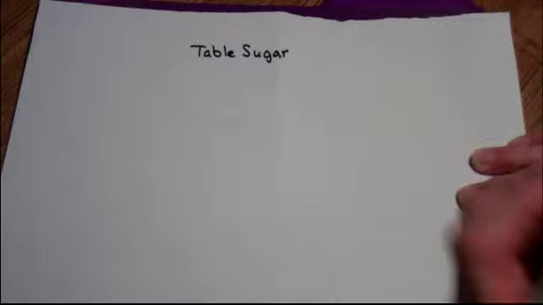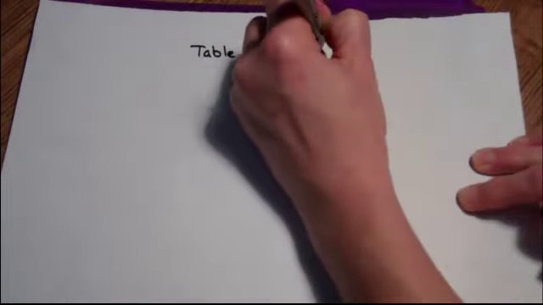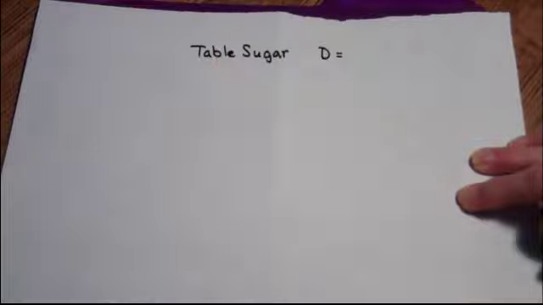Alright, so I'd like to go over a density problem too, because we can use density to help us find the mass or the volume of a substance if we know one or the other unit. So we're going to use table sugar as our example, and we were given in our table in our lecture the density of table sugar. So the density is going to equal 1.59, and density is always written in grams per milliliter. So that's our density for our table sugar.